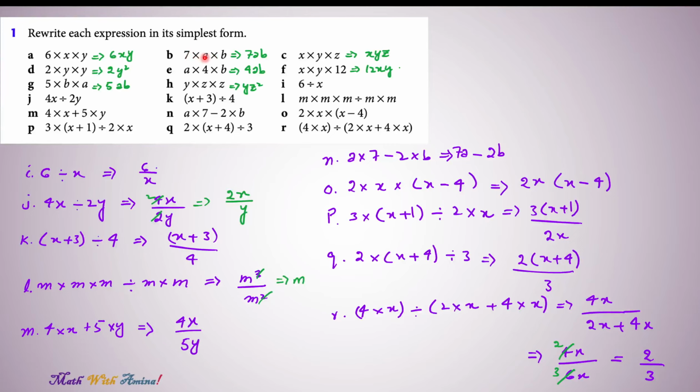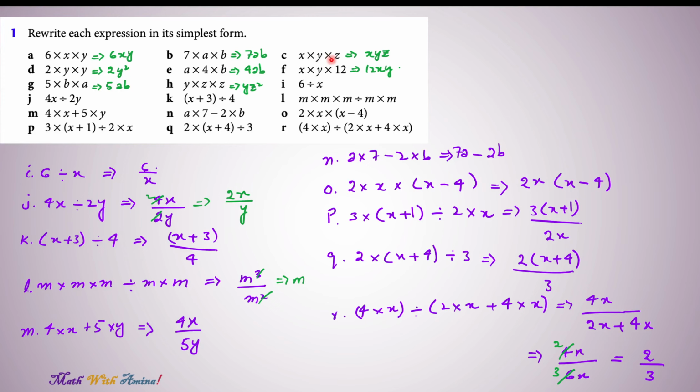7 multiplied by a multiplied by b, so it will become 7ab. Here, as you can see, we have removed the multiplication sign, and it is in alphabetical order, already arranged. So we write it as it is, just removing the multiplication sign. x multiplied by y multiplied by z, the expression would become xyz.